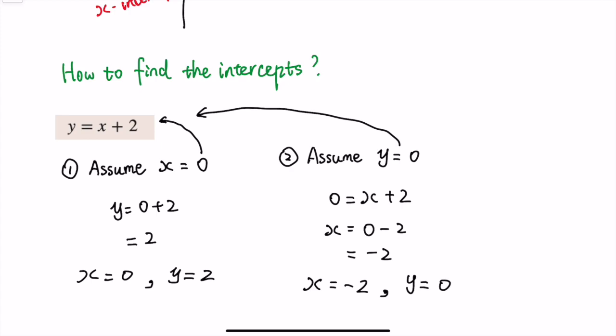Then we found x equals -2 while y equals 2. So the first intercept is (0, 2). And the last one is (-2, 0). And these two are the intercepts. And that's everything for today. Thank you.